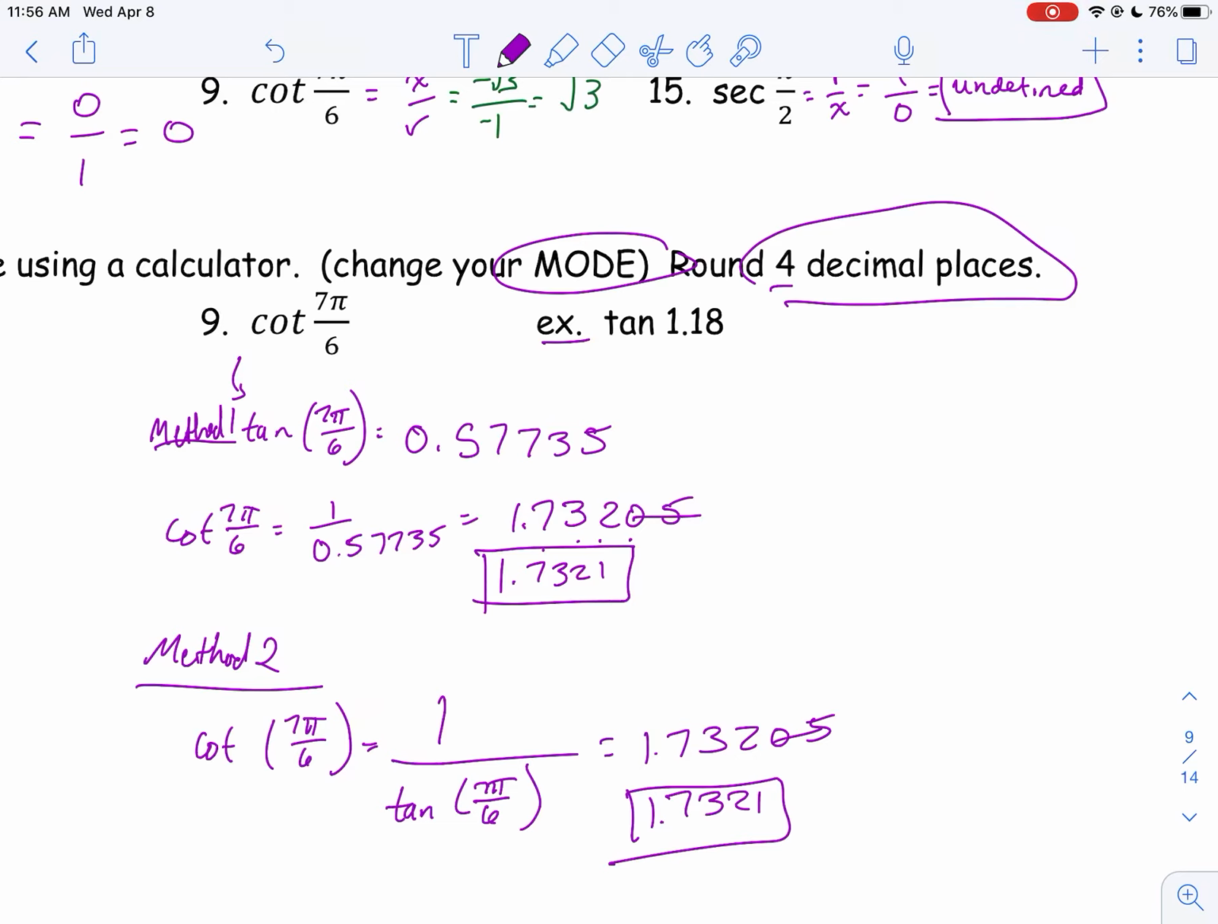And the key is just to recognize it's the reciprocal, and recognize we can do the reciprocal, 1 over a number, without having it in fraction form.